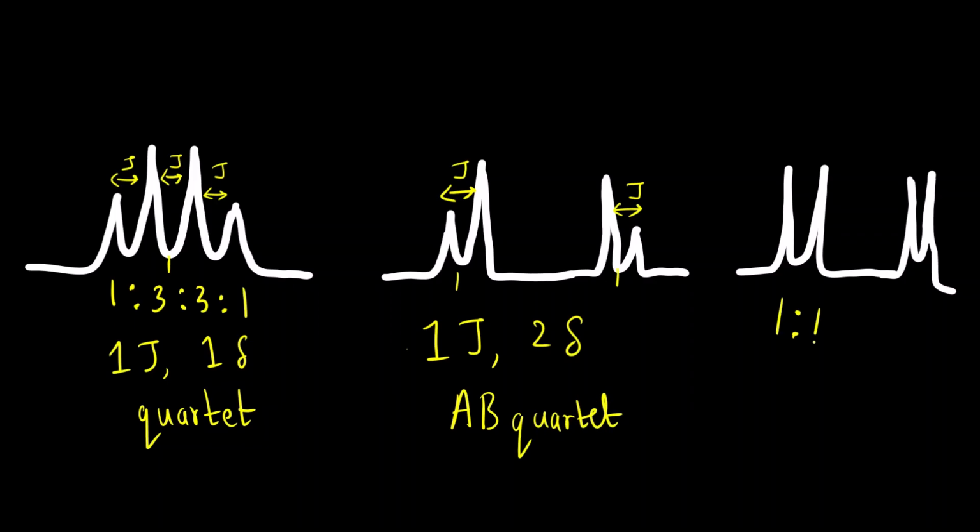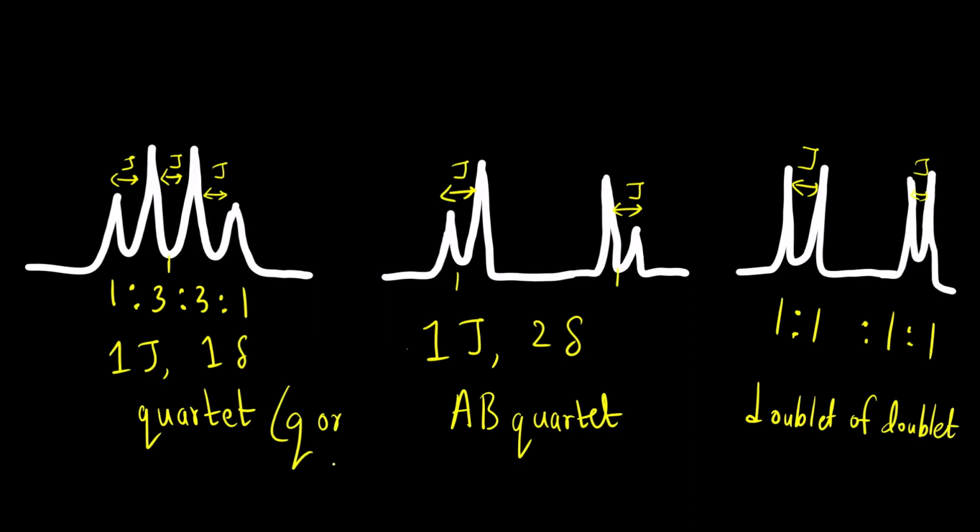Now here, just now we saw the 1:1:1:1 ratio. Here also there is only one J value, and the intensity ratio is the same. This is a doublet of doublet. You should know their short forms as well. Quartet is written as Q, or sometimes QT, but mostly it is written as Q only. AB quartet is written as AB and then a small q. Doublet of doublet is written as a small dd, like this.